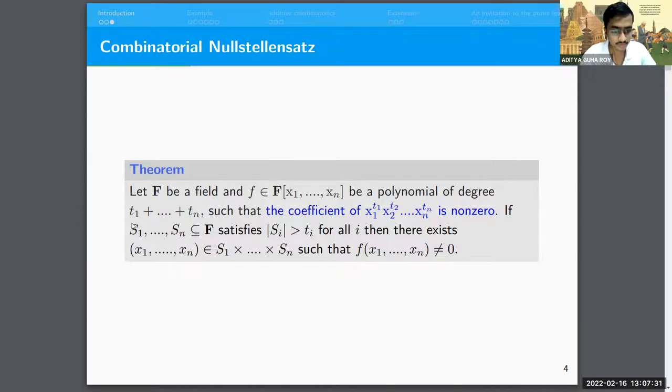But suppose we have another way of writing that D as T1 to Tn, and that the coefficient of x1 to the T1, x2 to the T2, xn to the Tn is non-zero. Then this result holds. It doesn't say that all the highest degree terms in the polynomial do not have non-zero coefficient. But the way EI comes in here is via the size of the set.